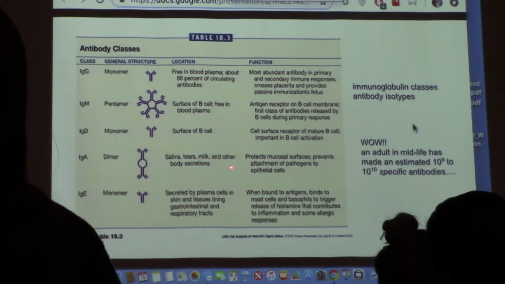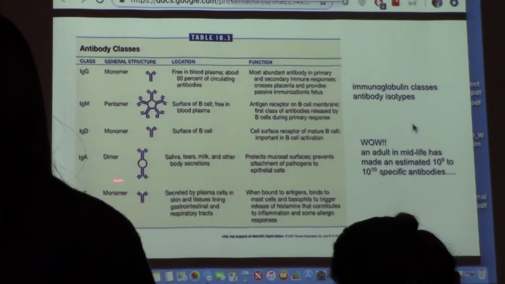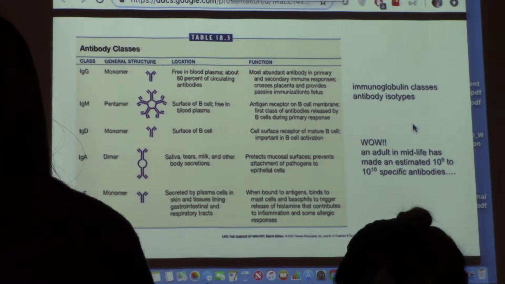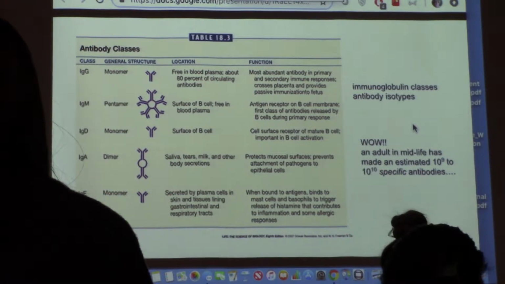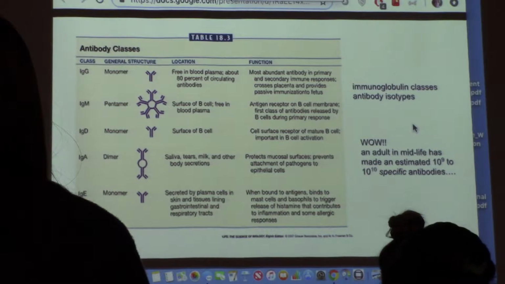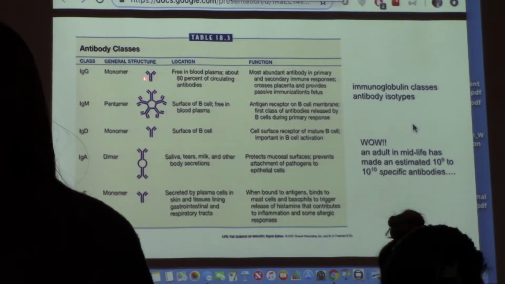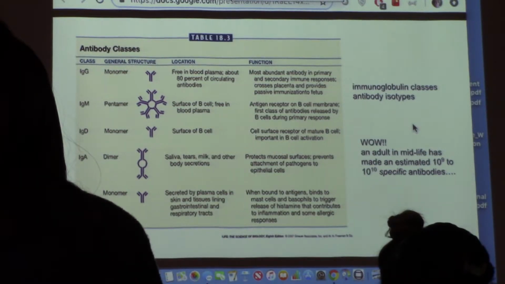Saliva, tears, breast milk, and other body secretions produce a version of antibodies called IgA. And IgE is good to know about because this is the one that binds to mast cells and basophils and causes you to sneeze and have hay fever and allergic reactions. So antibodies, that general shape I showed you is how they all work. You can notice that general shape is present in all of these, but there are some different varieties of antibodies that have different roles in the body.